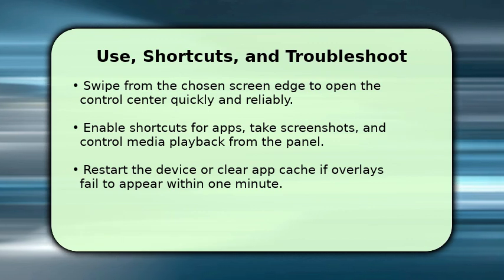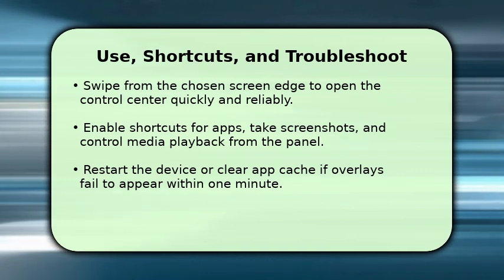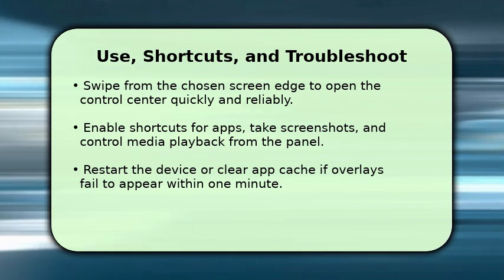Tap individual tiles to toggle Wi-Fi, Bluetooth, or to enable the flashlight instantly. Press and hold a tile to open detailed settings or assign an app shortcut. Use the media card to play, pause, or skip tracks without leaving your current app.